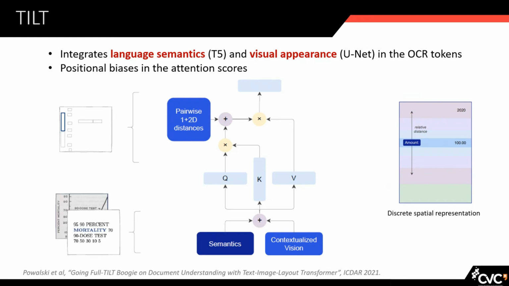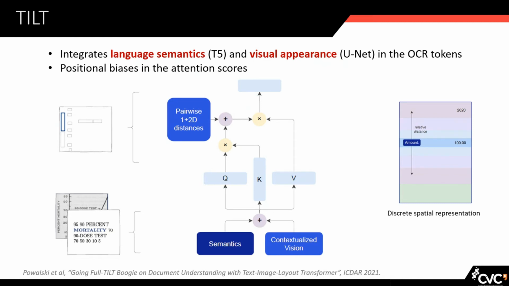Finally, the TILT method uses a T5 as a backbone, but similar to LayoutLM version 2, it includes a learnable bias in the attention scores to also make the spatial reasoning explicit in the attention. However, in this architecture, they group the distances into 32 discrete buckets on the vertical and horizontal axes, which allows the model to group the tokens according to distance similarity groups.